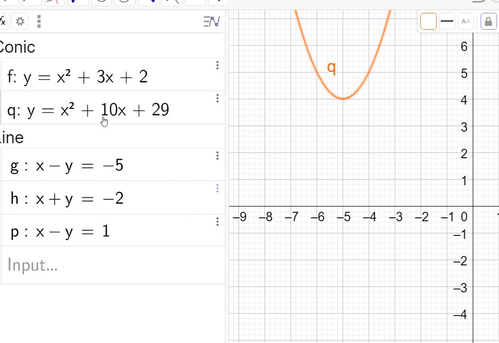So this is my quadratic, x squared plus 10x plus 29. And I know that in my algebra that I just did, I had a plus k here. And I know that if k was less than minus 4, I should end up with distinct real roots. So let's look at that.